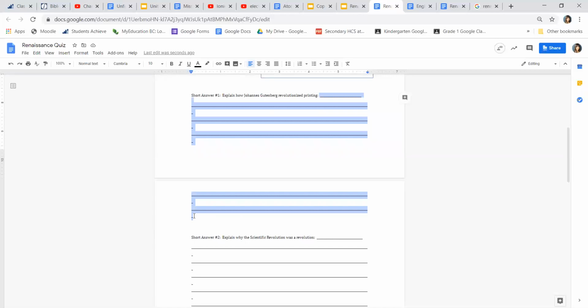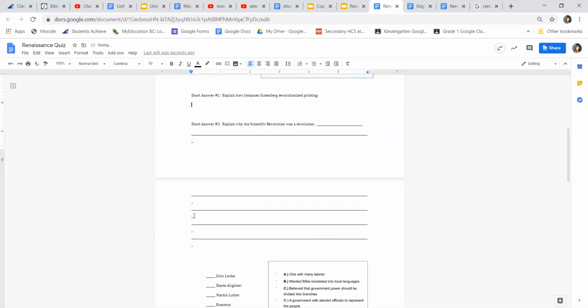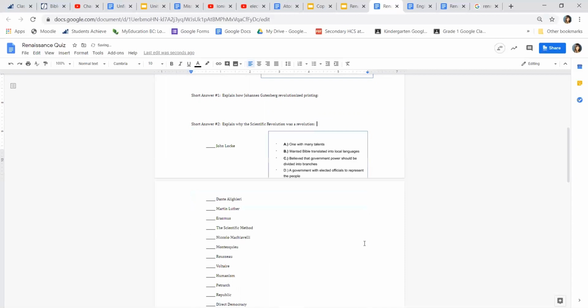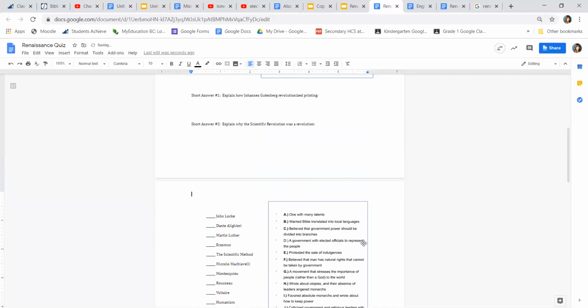All right, I'm going to actually just get rid of all the extra spaces. You don't need all those extra spaces. Next one here is why the scientific revolution was a revolution. So keeping in mind, when it came to science back in the Middle Ages, they did not encourage very much experimentation with science. It was more theoretical. It was more in theory what they thought was true, but they didn't really do experiments to prove one way or the other if they were correct with their scientific claims.